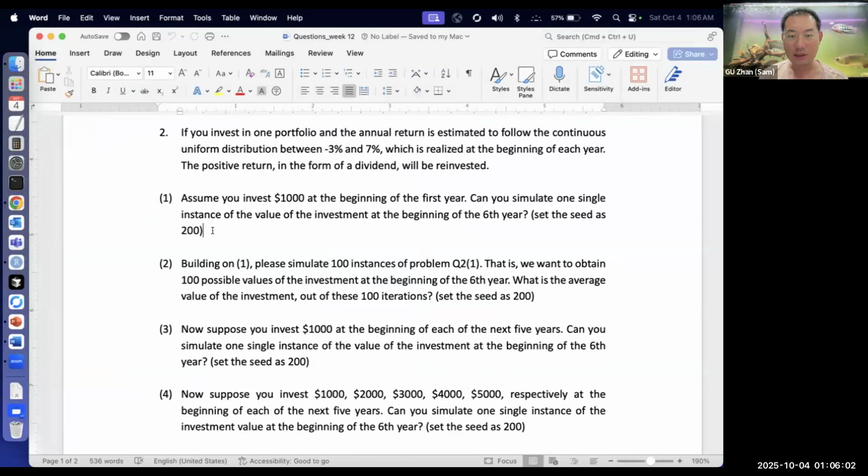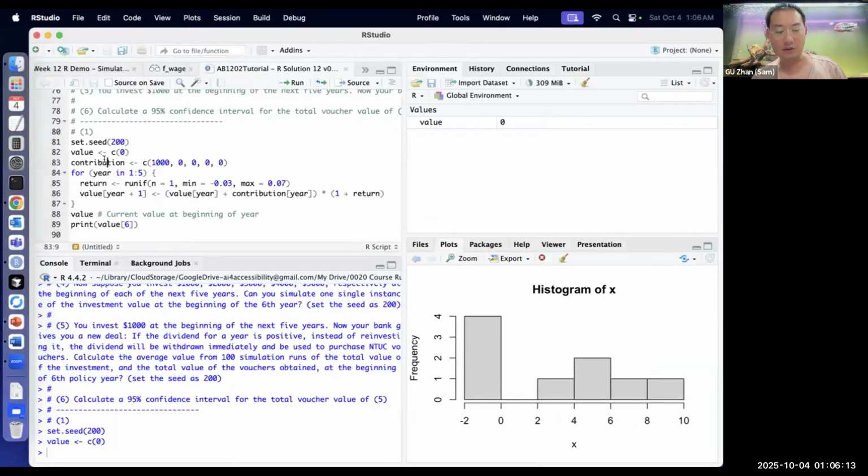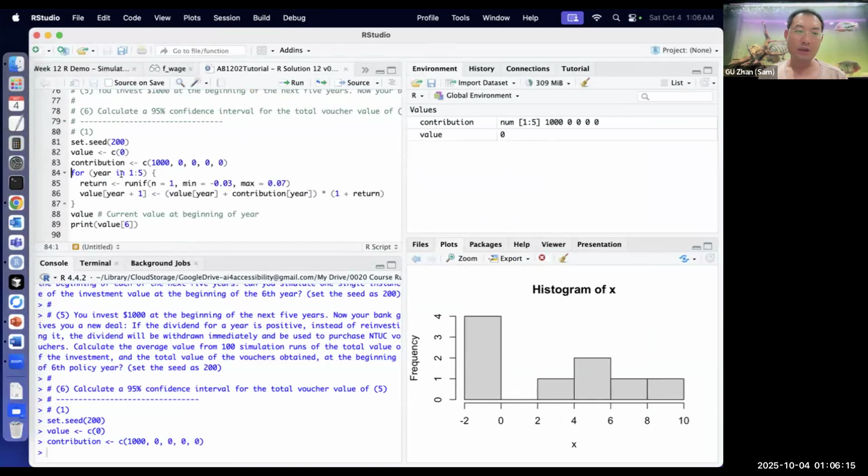We are not doing any other contribution at the beginning of the year. We simulate one single instance of the value of the investment at the beginning of the 6th year. So this is your contribution. For year in 1 to 5, so 5 years, return is a random number with minimum, maximum. So value year plus 1 equals value year. Year is actually current 1.